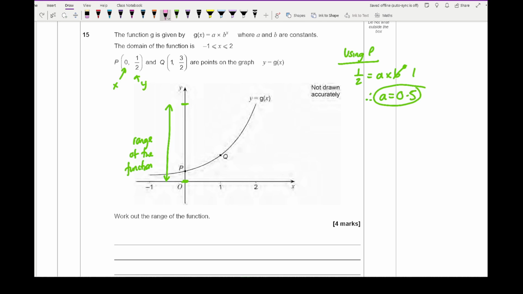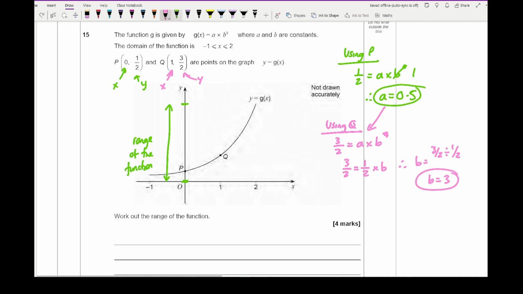So then using Q, in which this is my x value and this is my y value, we get 3 over 2 equals a times b to the power of 1. Now anything to the power of 1 is just itself, so that's just a times b equals 3 over 2. We know that a equals 0.5, so 3 over 2 equals a half times b. To work out b, it's going to be 3 over 2 divided by 1 over 2, and if I type that into my calculator, I get a b value of 3.